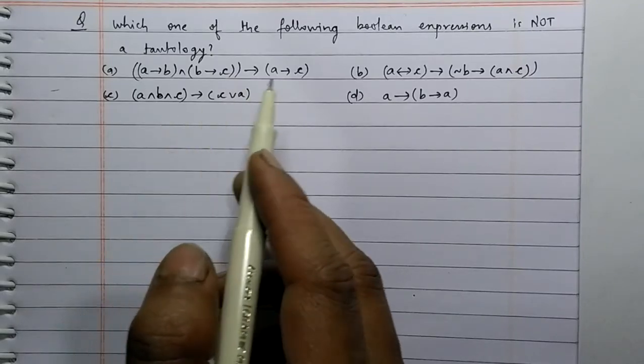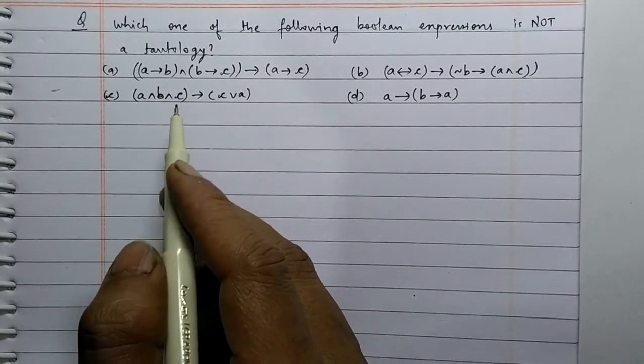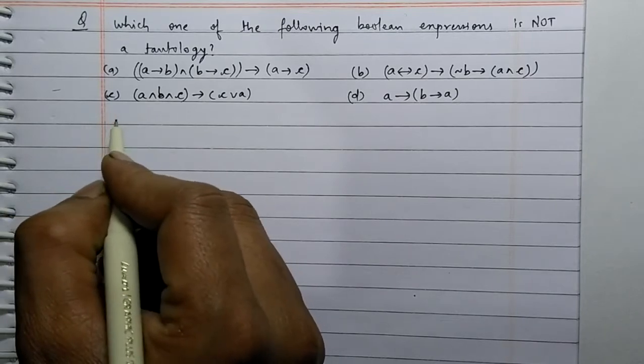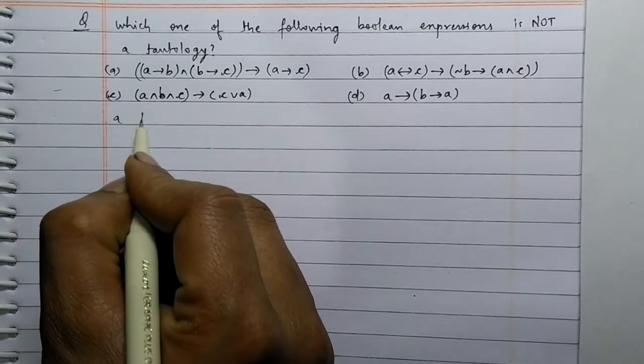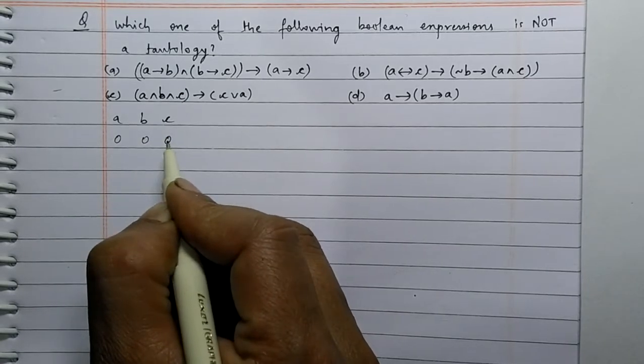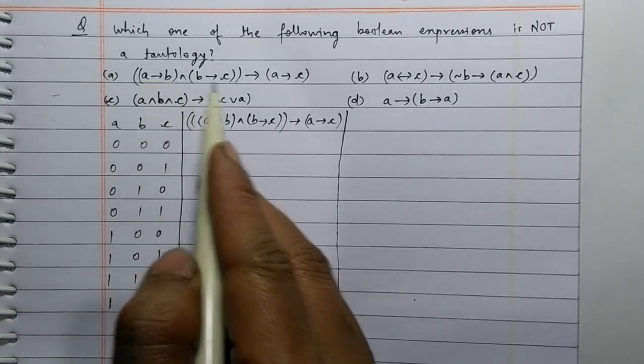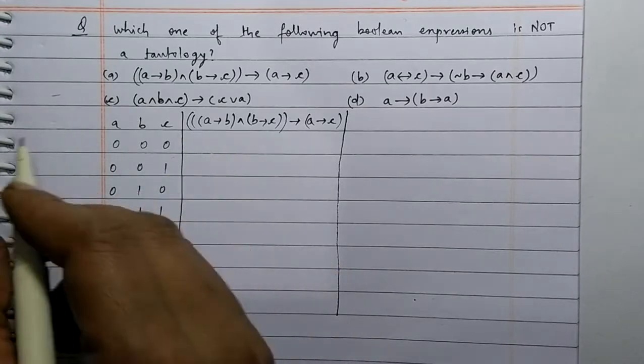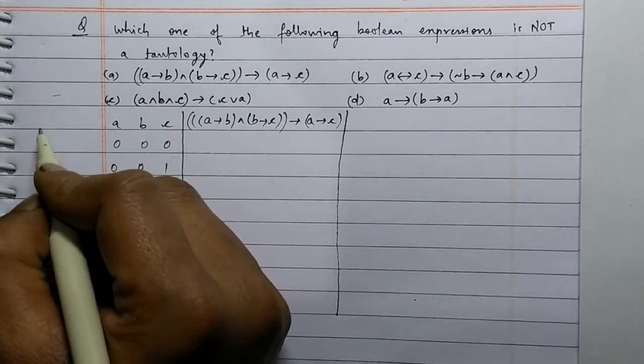Which of the following is not a tautology? We will solve this question using a truth table. Say A, B, C: 0, false, false. Let's check with option A. A implies B. We will use the truth table.